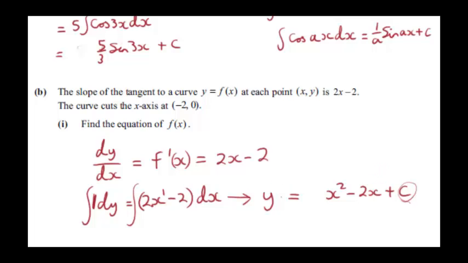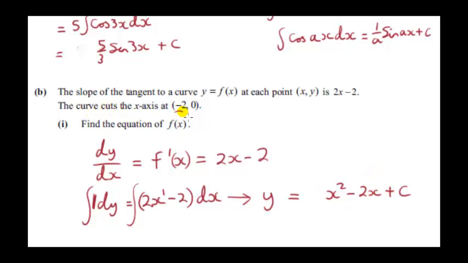So we can just have the constant on the right hand side. We don't have to have a constant written on both sides, because they can combine into a single constant. So this here is the equation of the curve. But we need more information. Just knowing the slope of the curve at every point isn't enough. I'll get back to that point later when I finish this question.